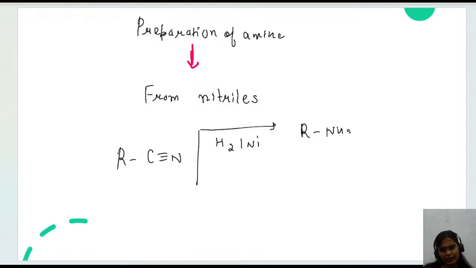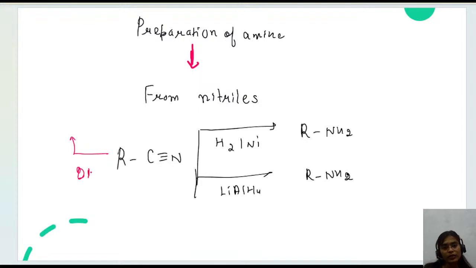Then there is lithium aluminum hydride. If you remember, lithium aluminum hydride converts the RCN into RNH2. In the same reaction, if I use DIBAL-H, what are we getting? Can anyone tell me what is happening with DIBAL-H?